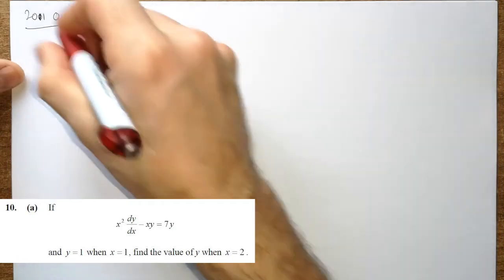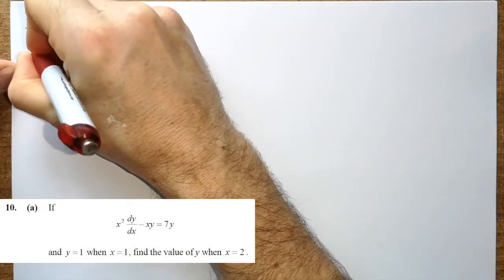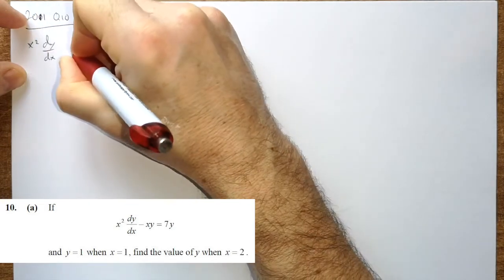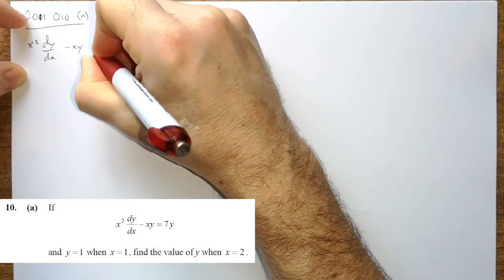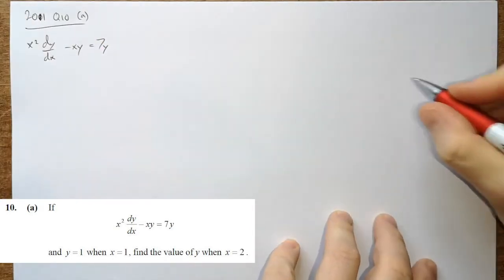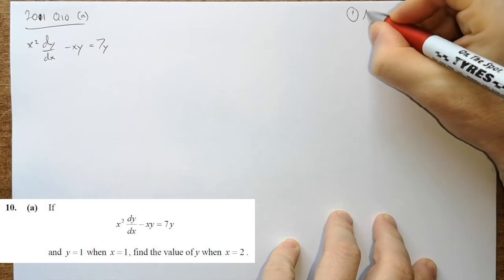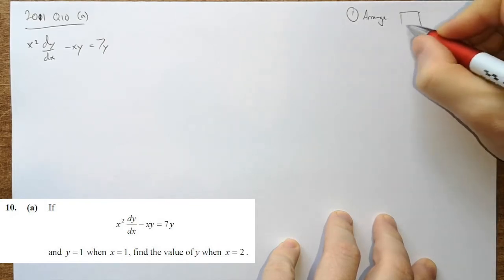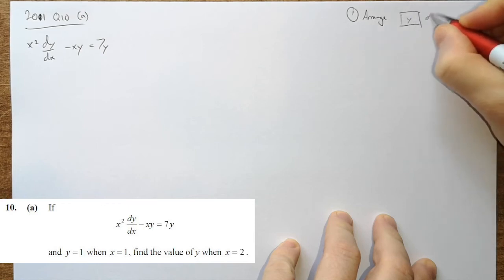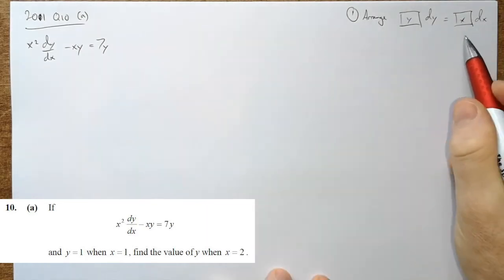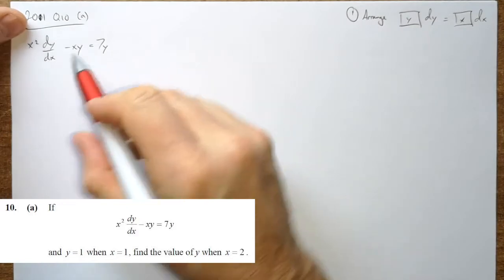So, what have we got going on here first? We have x squared dy dx minus xy equals 7y. Okay, so when we're doing these questions, there's a few little things to remember. Step one is going to be to arrange them, so we want something in terms of y dy equals something in terms of x dx. That's what we're going for here. So it just takes a little bit of algebra to tidy this up.